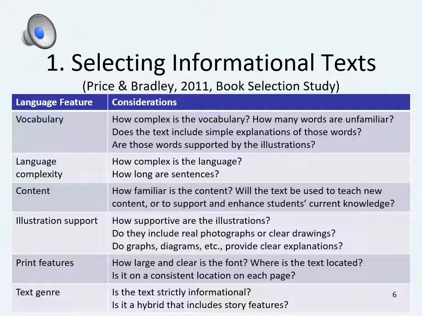What you'll notice when you look at informational texts and guidelines for selecting them is that many of those same language features come into play. So we want to look at the vocabulary again. We want to look at, especially, does the text include explanations of vocabulary that's likely unfamiliar to the students? Information texts can be hard if those explanations are not provided, so that during the read aloud we're having to come up with those explanations on the fly.